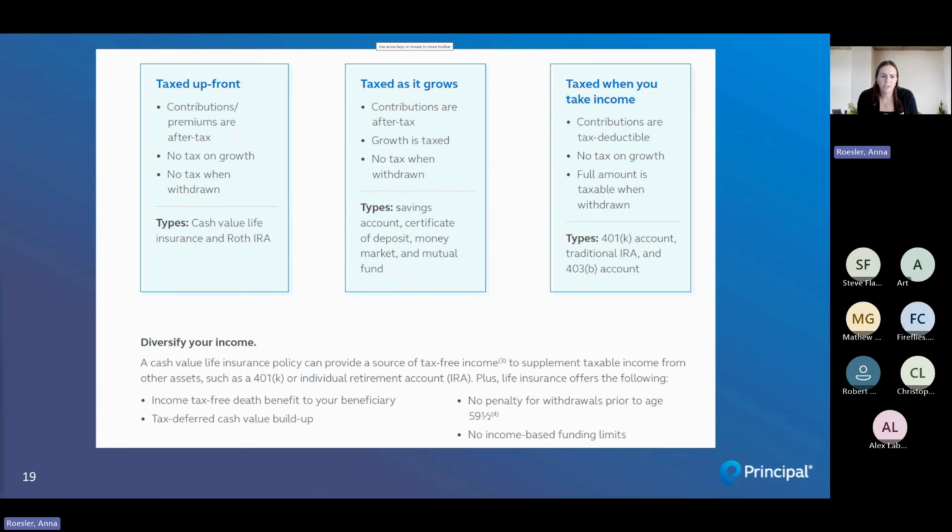Looking at life insurance versus other investment options, the benefit of using life insurance is the contributions are after tax. There's no tax on the growth and there's no tax when withdrawn compared to doing something like a mutual fund or a retirement account where there's the tax as it grows or tax when income is taken out. The life insurance can be advantageous tax-wise.